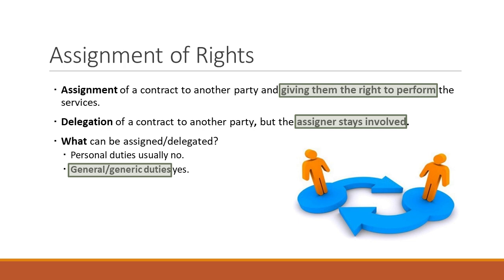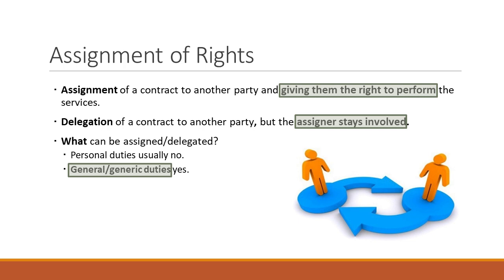All right, the last thing on contracts as far as how they work is assignment. So the assignment of contracts and delegation: you can enter into an agreement and then ultimately assign it to somebody else to perform the services. An assignment is giving a contract right or duty to another party, and then you are completely removed from the transaction.